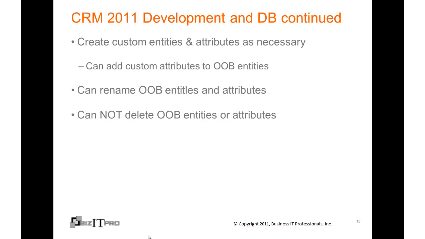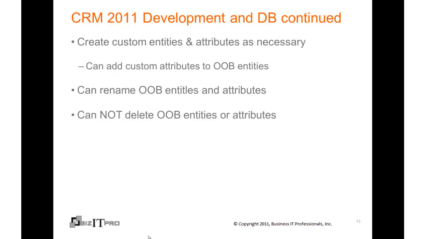Development and the database continues. So you can create custom entities, which are files, and attributes, which are fields, as necessary. You can create custom attributes within the custom entities that you create, or within the out-of-box entities that are provided as part of the system solution, thus enhancing the capability to store the specific information you might need within those system entities. You can rename the out-of-box entities and attributes.